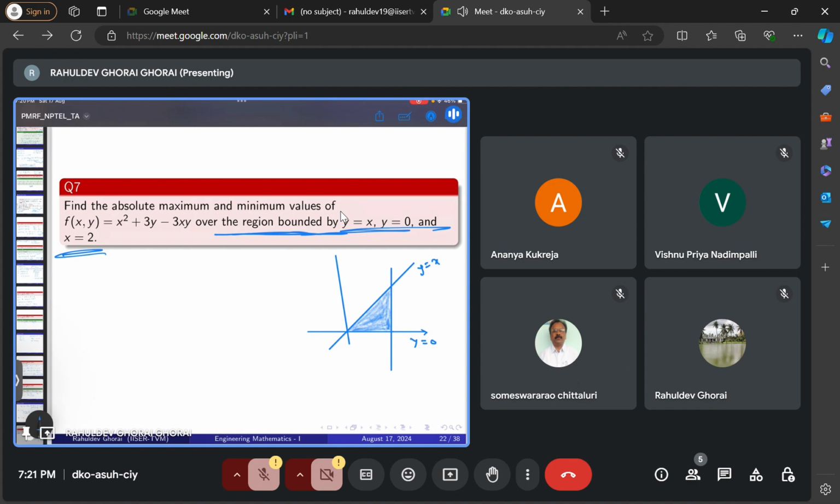So there is a general procedure. To know the absolute maxima or absolute minima of a function over a bounded region, we will first of all find the local maxima or local minima the function has in that domain. That we'll find. That is general.